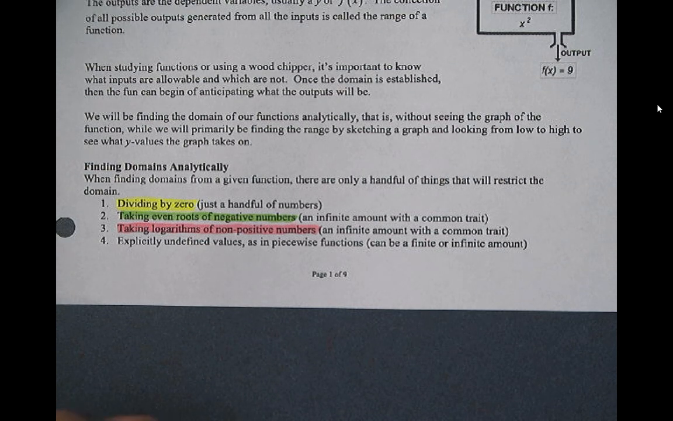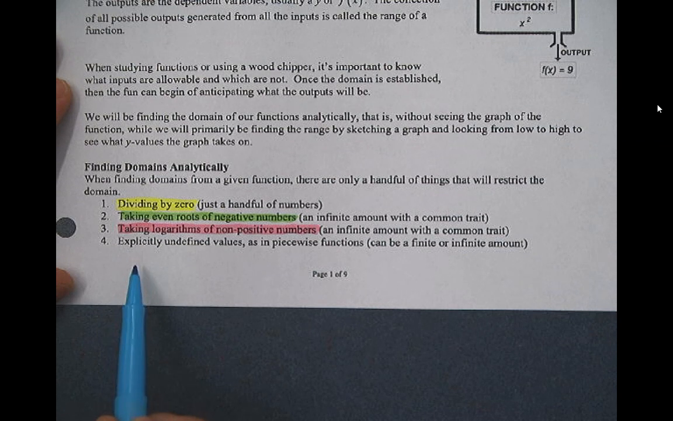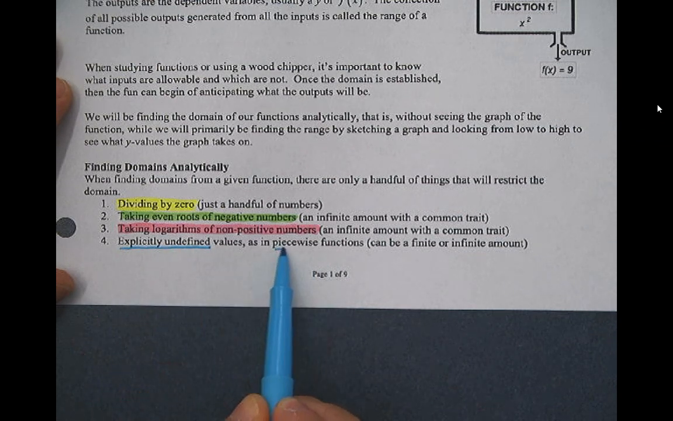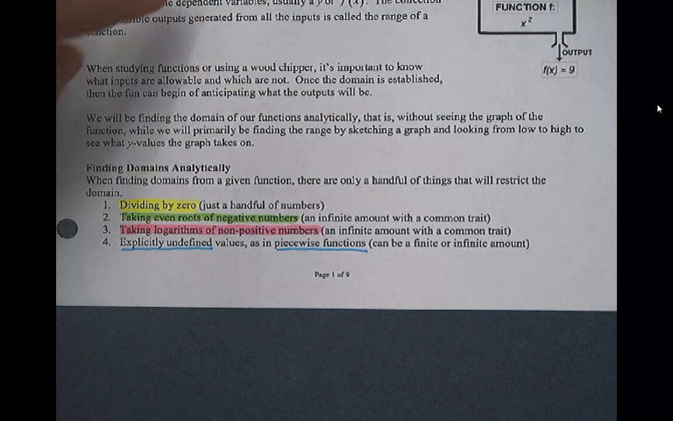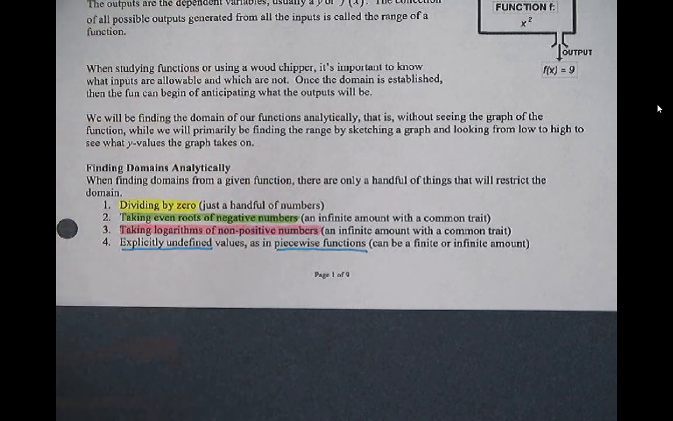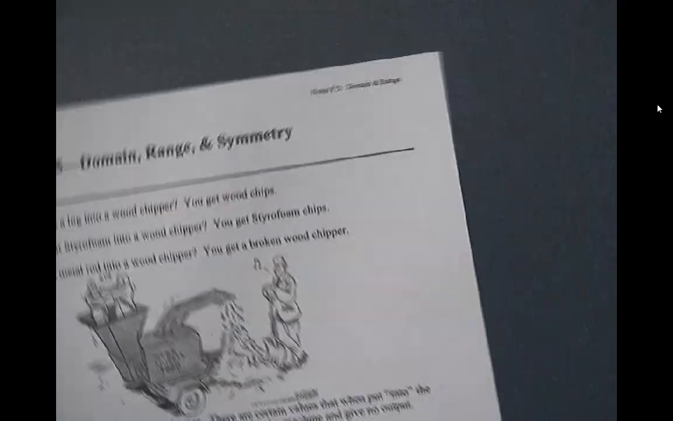And then this one I think is kind of a cheap shot, but it's definitely worth talking about: explicitly undefined values in piecewise functions. I'll talk more about that with an example, but you remember piecewise functions, where you have like 3 equations, and then at the end it says x is less than blah, blah, blah. There are certain points in there that if they're not defined by the function, then they're not part of our input. They're not part of our domain.